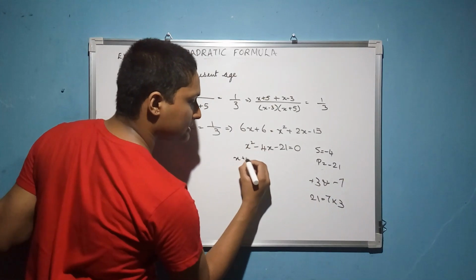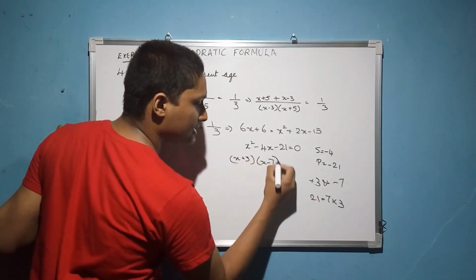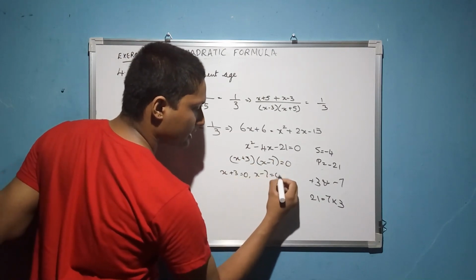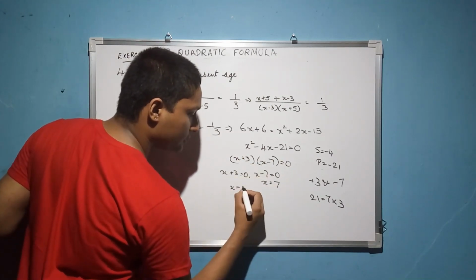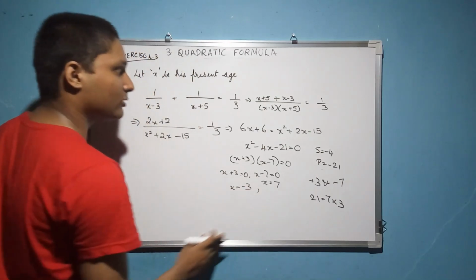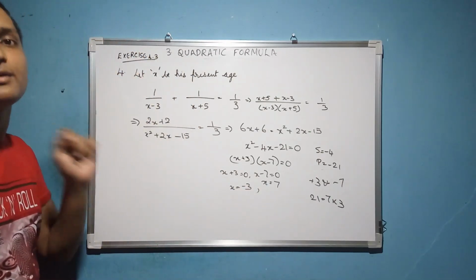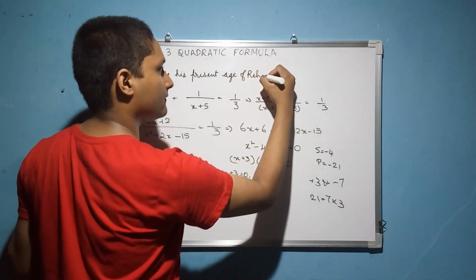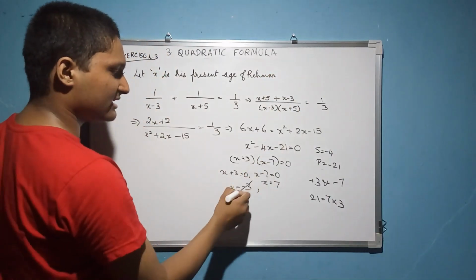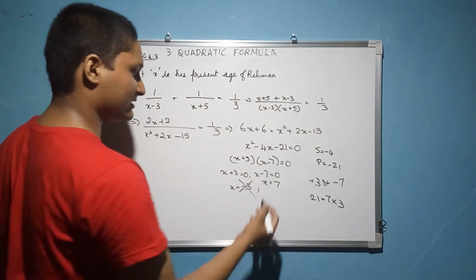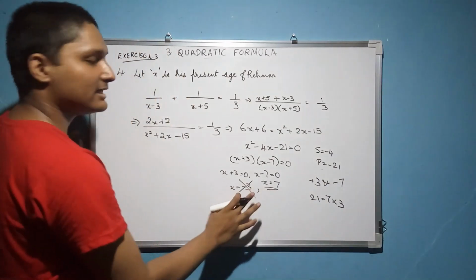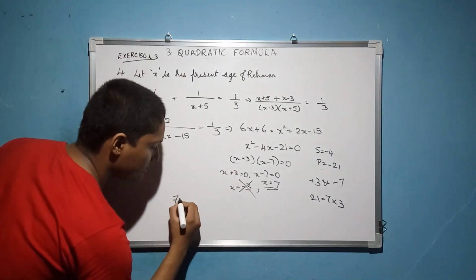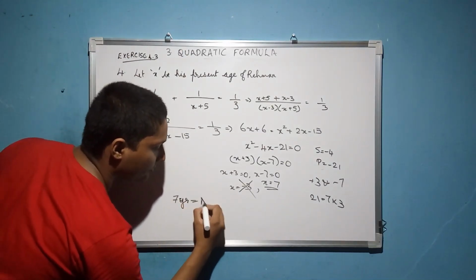So it is going to be x plus 3 into x minus 7 is equal to 0, or x plus 3 is equal to 0, x minus 7 is equal to 0, x is equal to 7, x is equal to minus 3. These two you will get. But when you consider x to be the present age of whom? Rahman. Present age of Rahman. So, can an age be negative? Maybe he was not born at all 3 years ago. So that is not going to be possible. So we are going to consider only the positive value, that is 7 years is the age of Rahman.